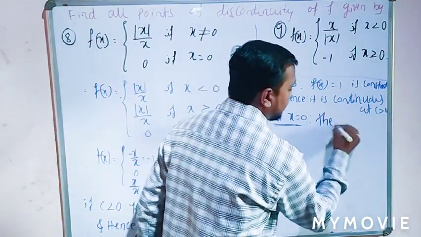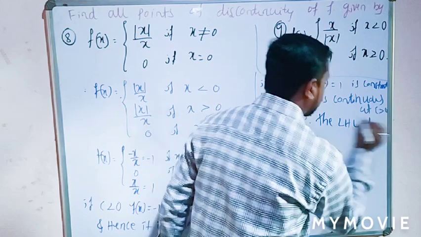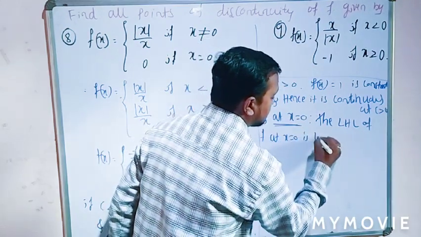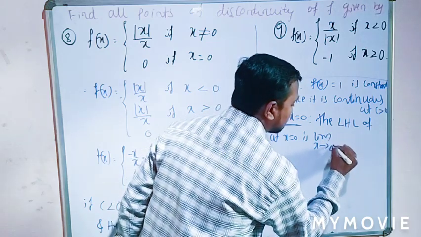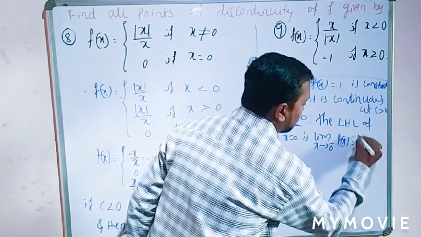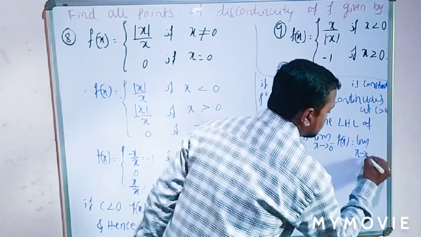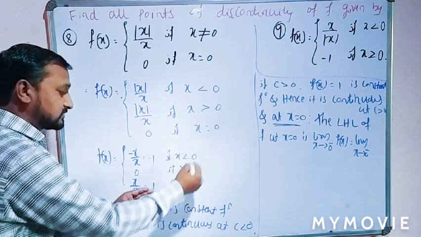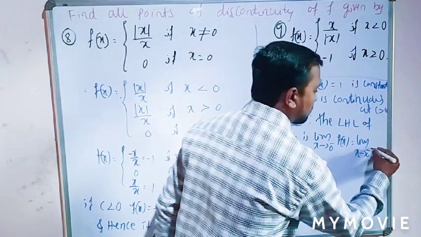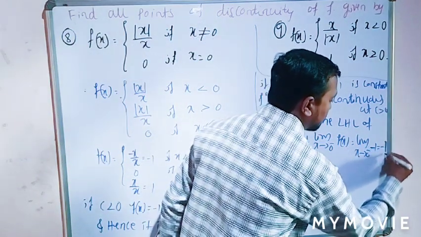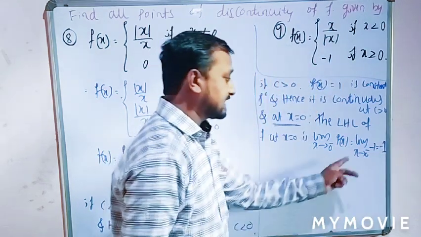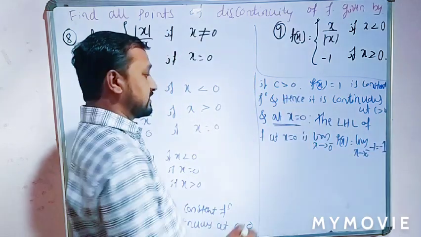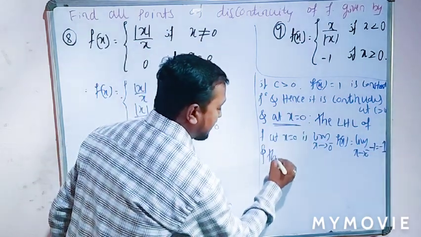The LHL of f at x equal to 0 is limit of x tends to 0 minus f of x, equal to limit of x tends to 0 minus, what is your f of x corresponding to LHL? So this is x less than 0, that is minus 1. So minus 1, that is equal to minus 1. Apply the limit as x tends to 0. Here there is no x, so x tends to 0 is nothing but 1. That is minus 1.